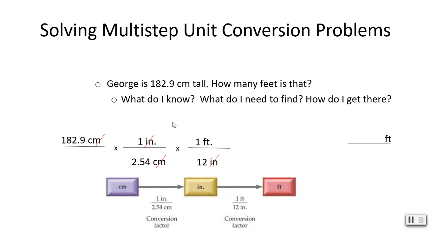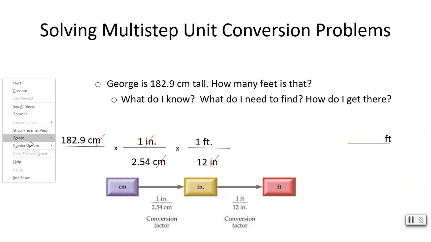Many times you will have to use two or more conversion factors to go from the unit you were given to the unit you are looking for. That is the case with this example too. Let's say I have someone's height in centimeters. George is 182.9 centimeters. And I want to know how many feet that is.